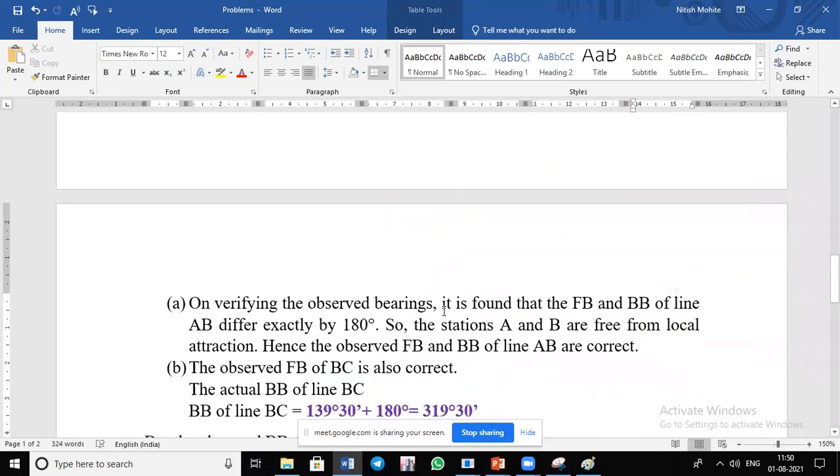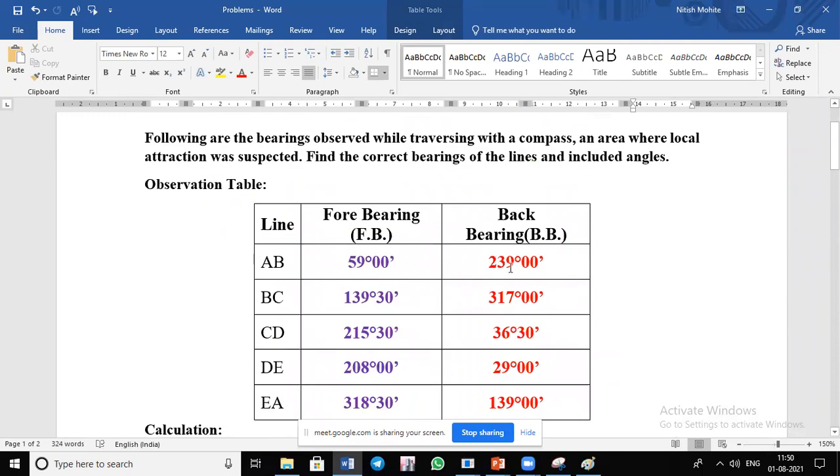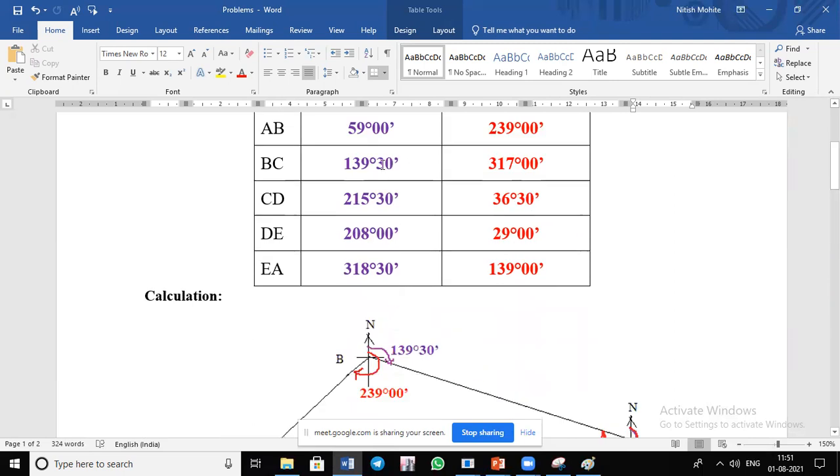Then on verifying the observed bearings, it was found that the forebearing and back bearing of the line AB had a difference of 180 degrees. So we know that the difference between forebearing and back bearing should be 180 degree. Therefore those stations are free from local attraction. From that point only we are supposed to start the calculation part. Okay, so as it is free from local attraction, the further forebearing of line BC will also be free from local attraction. Okay, so it is a correct one.